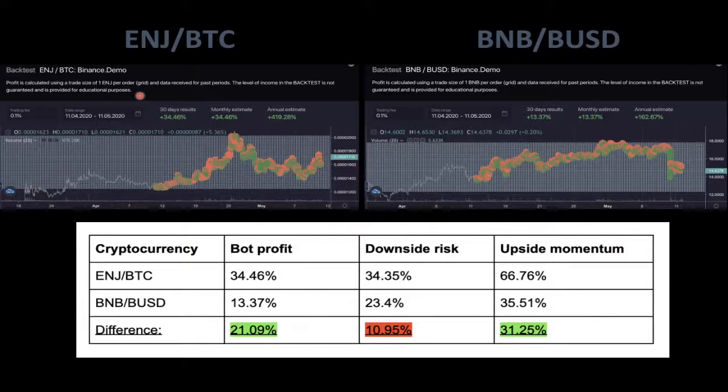Whereas if you are quite risk averse, you'd rather stay with some still decent returns, because 13% per month is a very decent return for a given level of risk. So using backtesting, you can find those optimal cryptocurrencies and you can compare them with each other to find those that offer you optimal returns and optimal risk.